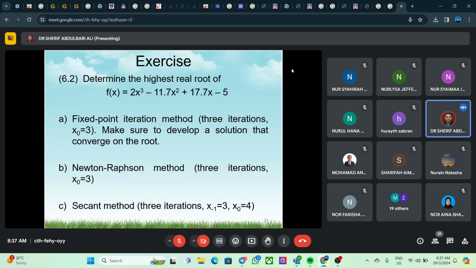It's not long. This exercise asks you to determine the highest real root for this function using the fixed point iteration, and also using the Newton-Raphson, and also using the secant method. Here, there is no value of the tolerance error. You just need to iterate for 3 iterations only. So 3 iterations for fixed point, 3 iterations for Newton-Raphson, and 3 iterations of the secant method. Okay, so try to solve. If you have any questions, you can discuss with me, or you can WhatsApp me anytime.